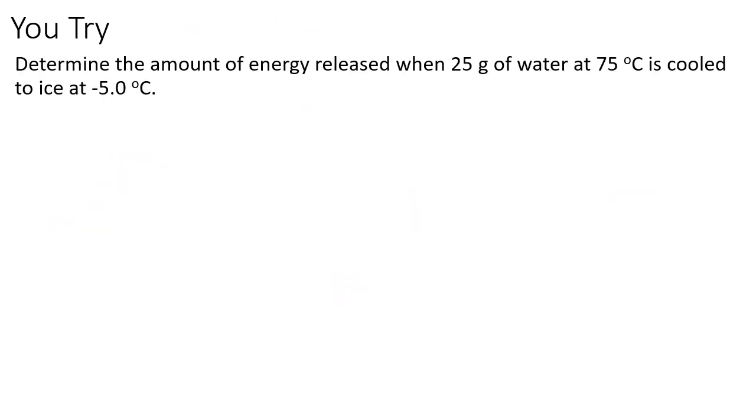Determine the amount of energy released when 25 grams of water at 75 degrees Celsius is cooled to ice at -5 degrees Celsius. In this case, since energy is being released, that means that the energy we calculate will be a negative value because it is an exothermic process. We're starting with water at 75 degrees Celsius, which means it must be in its liquid state because it's in between the melting point and the boiling point for water. The melting point or freezing point, which is the same thing, is at 0 degrees Celsius.